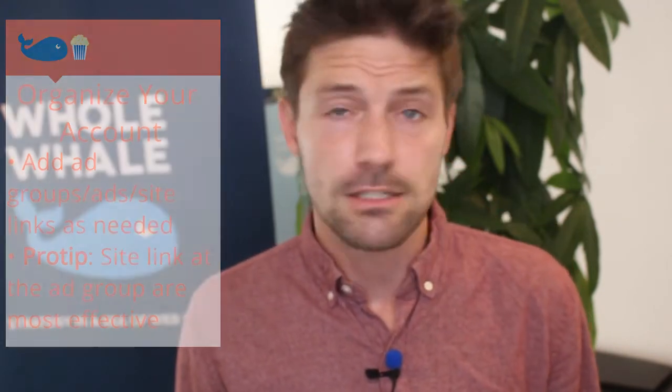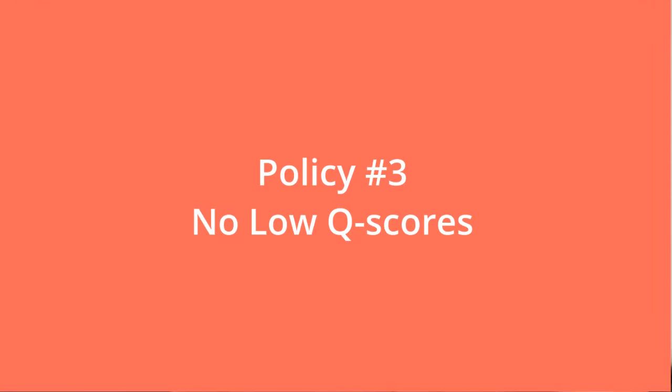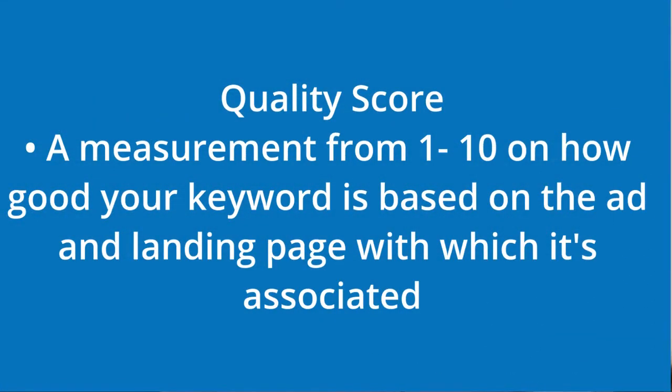Okay, policy number 3, no low Q scores. No low Q score keywords. All right, what is it? You may not bid on keywords with a quality score less than or equal to 2. Quality score is a measure from 1 to 10. How good is your keyword? The keyword, associated ad, and landing page can all be factors in how that quality score is determined.